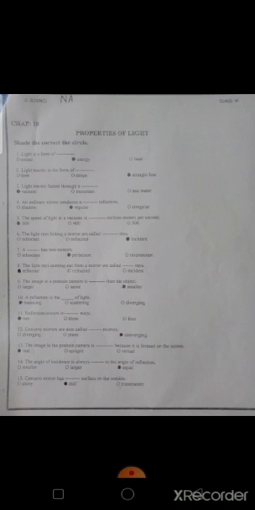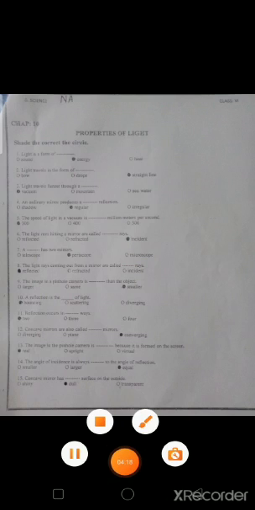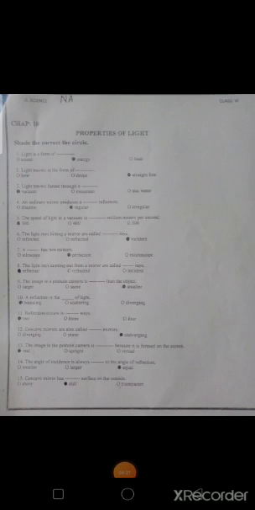Come to the 12th one. Concave mirrors are also called dash mirrors: diverging, plane, or converging. So the correct option is: concave mirrors are also called converging mirrors.